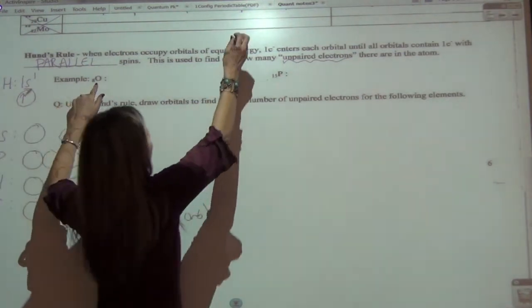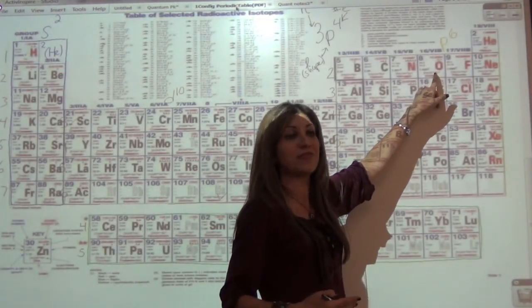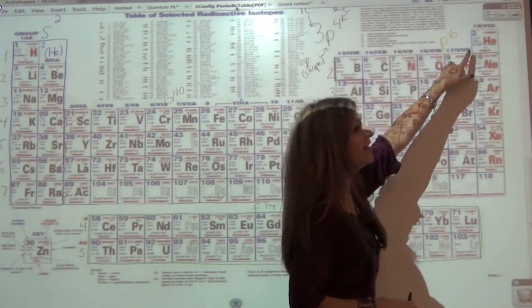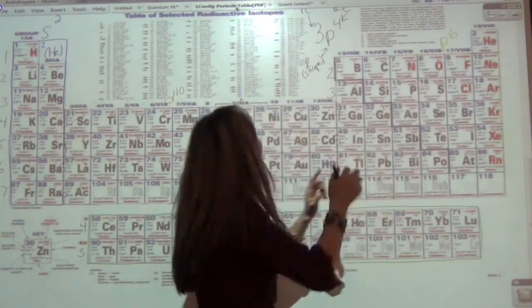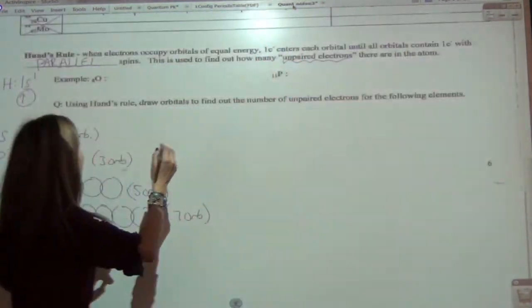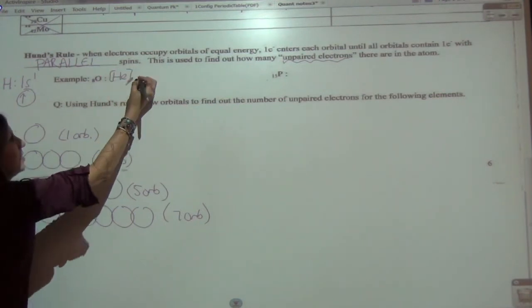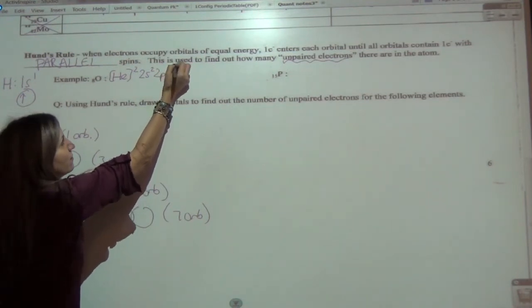All right, I need someone to please give me the electron configuration, the noble gas one, the kernel method, for oxygen, please. Helium. Good? 2s2. Good. 2p4. Awesome. So let's write that down. In brackets, helium, and helium is a 2. And then we said 2s2, 2p4.